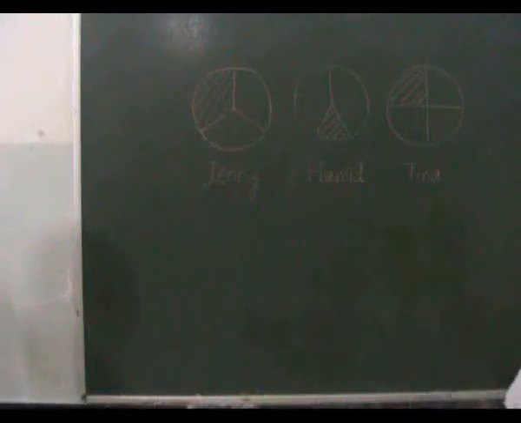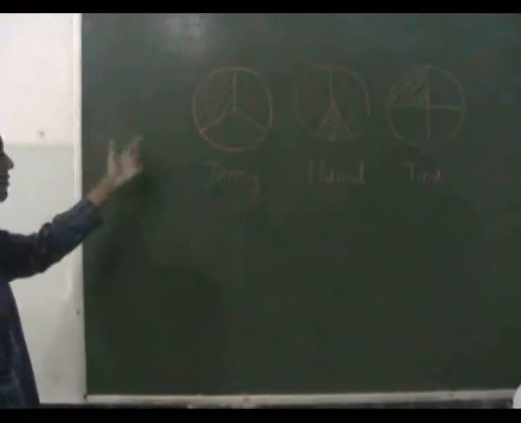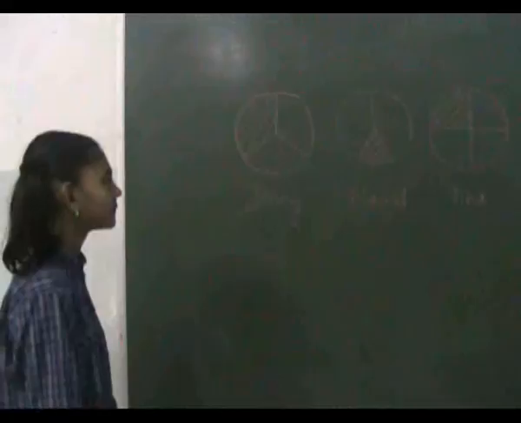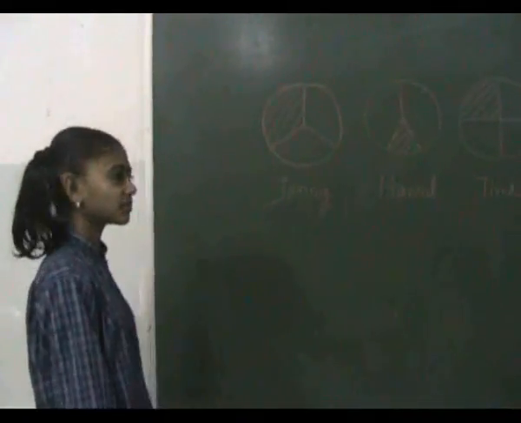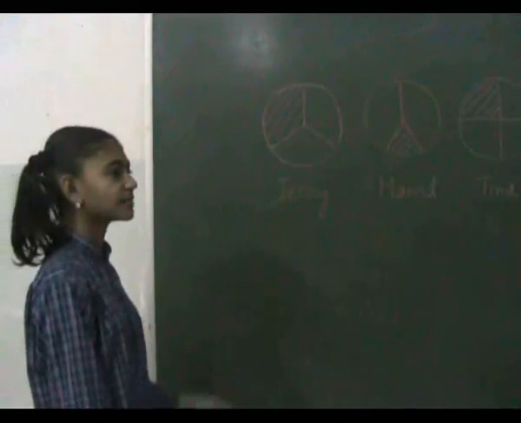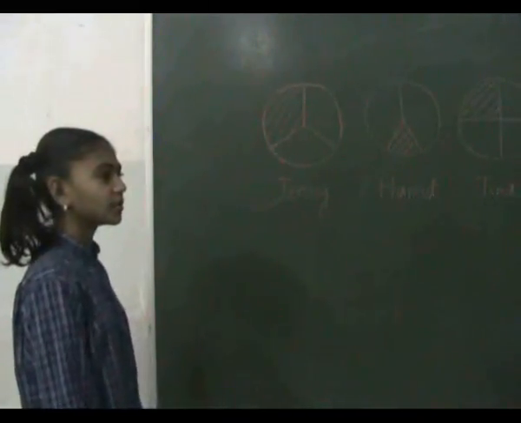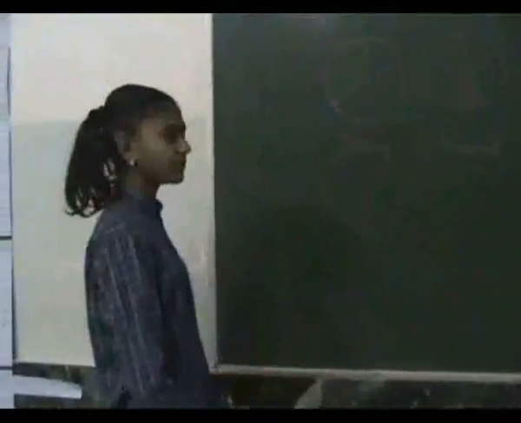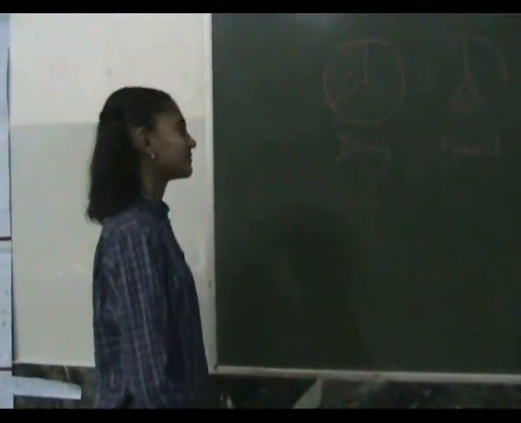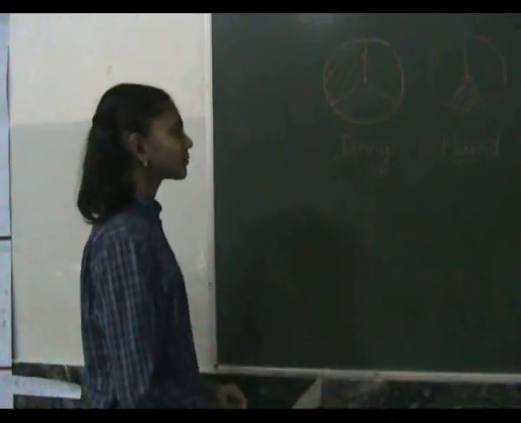Why did you choose Jenny? Because there are 3 equal parts and 1 is shaded, so she's right. And how about Hamid? There are not 3 equal parts. So we have to make 3 equal parts and then shade it. If it is not equal parts, then it is not proper. Means it is not called 1/3.